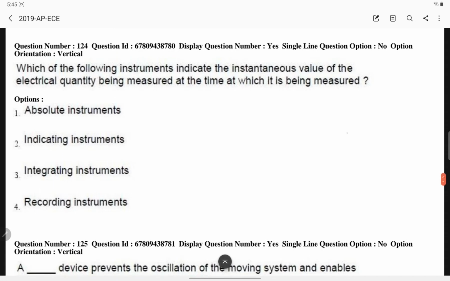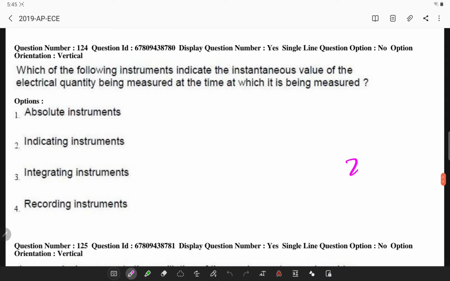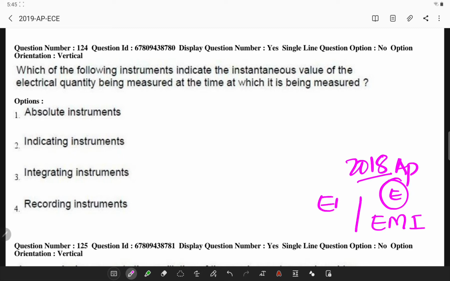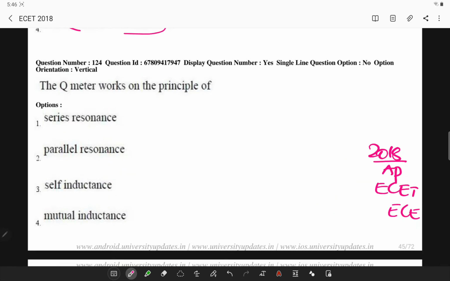So let's continue with the 2018 AP ESET question paper, in which we will be solving the questions related to EMI, electronic measurement instrumentation, or C16, you call it EMCG. Which of the following instruments indicate... This is the question from the AP ESET 2018 question paper.